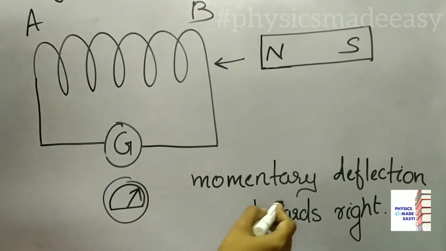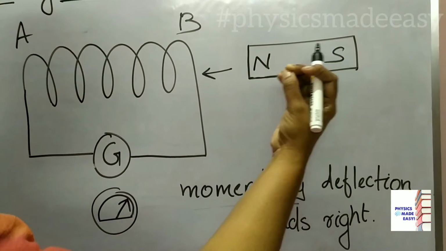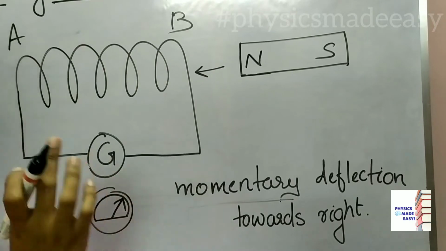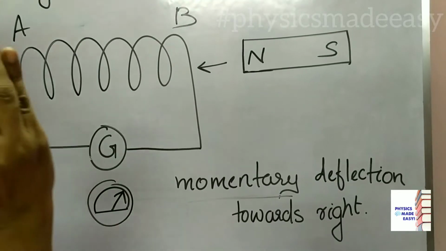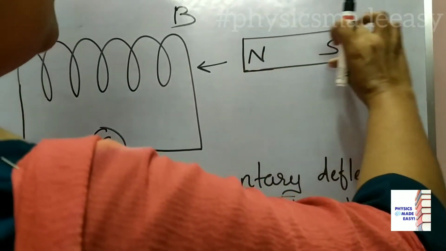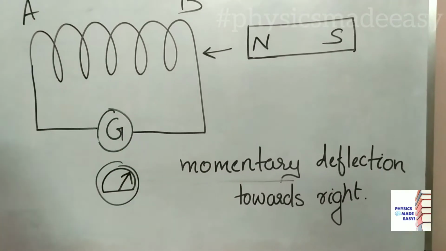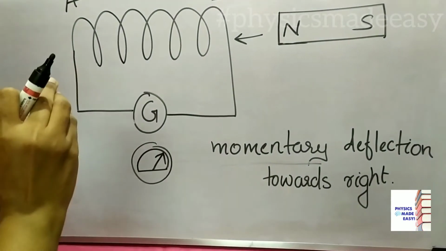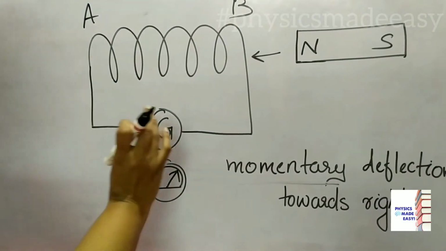Children, this is very important, this word: momentary deflection. If the north pole of the magnet is moving towards the coil, at that moment you can see the galvanometer deflecting towards the right. Then if you move the north pole away from the coil, the galvanometer deflects towards the left, a momentary deflection towards the left. If the magnet is stationary, what will happen? You can't see any deflection in the galvanometer.